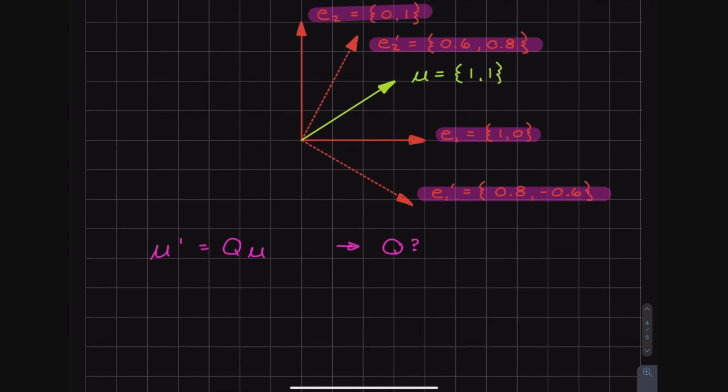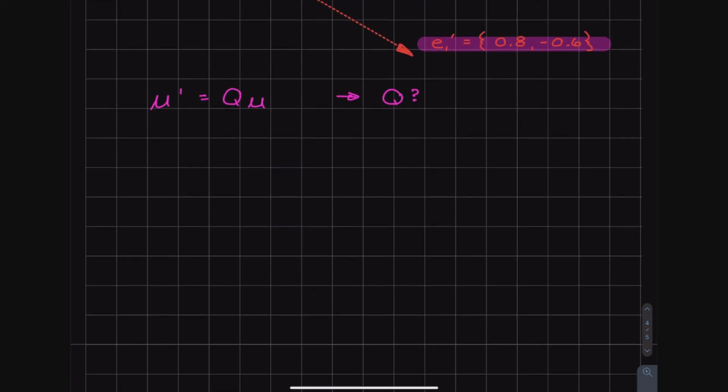But if you guys want the proper proof of this, we're going to have to go to the definition of Q, the definition of theta. All right, so we remember that Q is equal to e1 prime dot e1, and then e1 prime dot e2, and then on the bottom we have e2 prime dot e1, and then e2 prime dot e2.